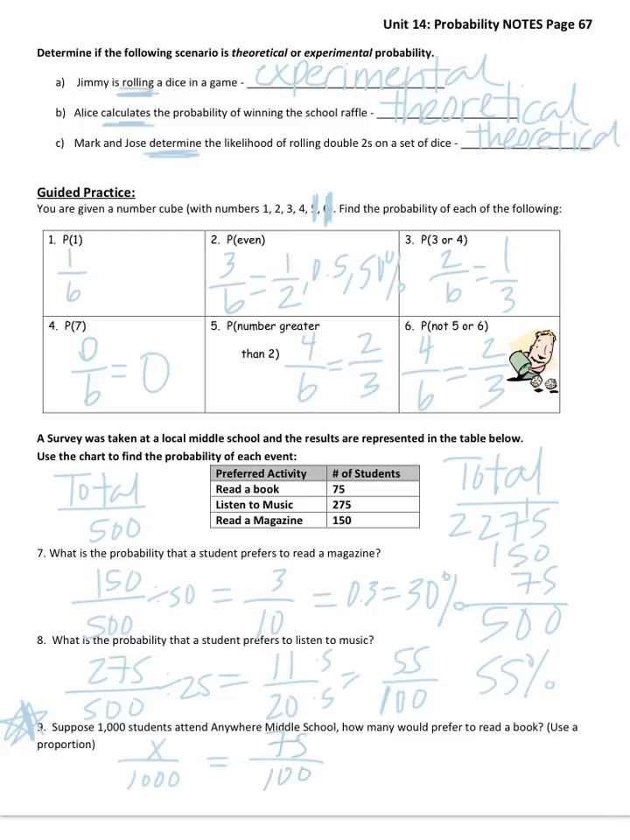Okay, so we'll cross multiply, get 100x equals 75 times 1,000, which is 75,000. Divide that by 100, and we'll get x is equal to 750.